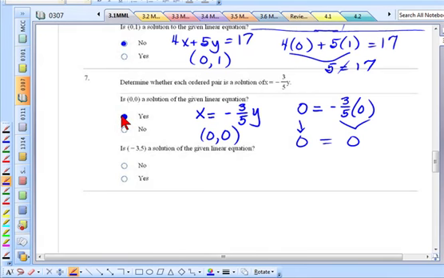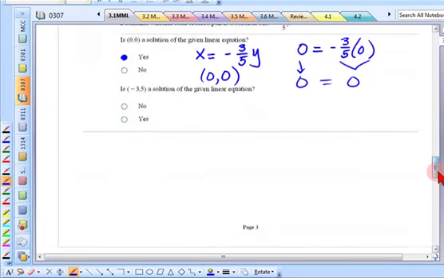Now, by the way, I have not shown you how to find solutions. All I've shown you so far is how to test a given ordered pair to see if it is a solution. All right, the last part of that, I'm still using x is equal to negative 3/5 y, and I am checking the point negative 3, 5.